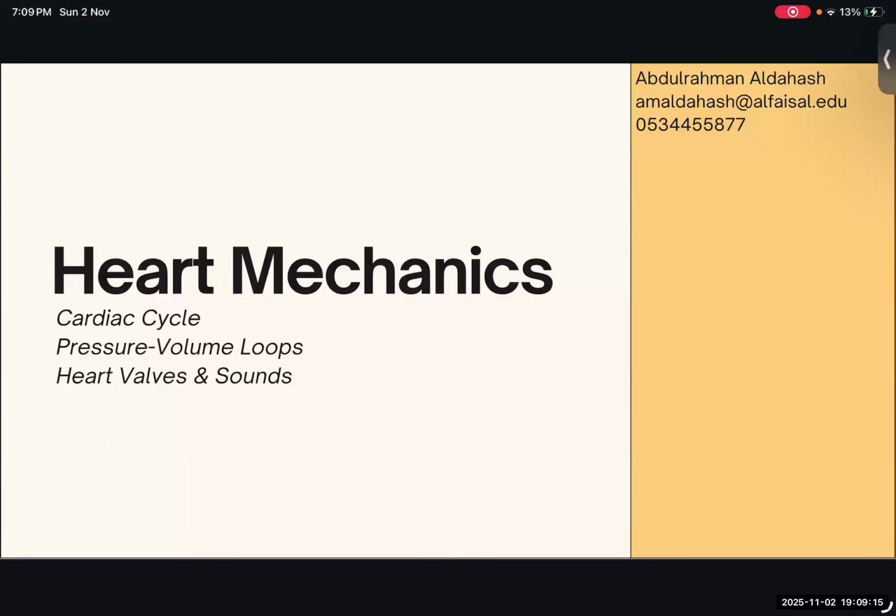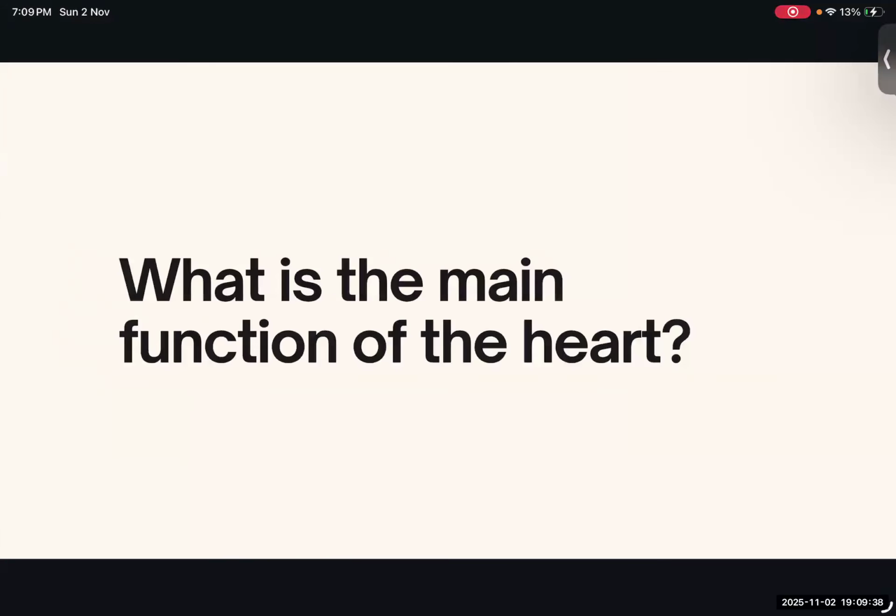Now, this includes three of your lectures, which will be the cardiac cycle, the pressure volume loops, and heart valves and sounds. Now, they contain a lot of content. So, I've done my best to simplify everything as much as possible while also making sure to include everything that is going to be high yield, likely to come up in your exams. So, with that said, Bismillah, let's get started.